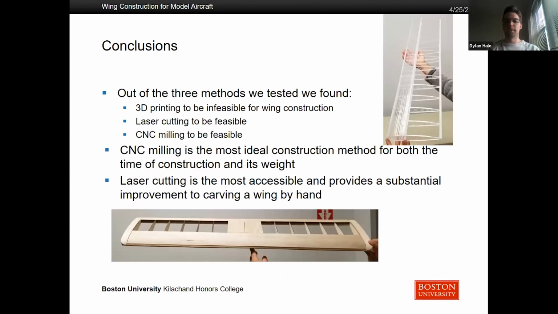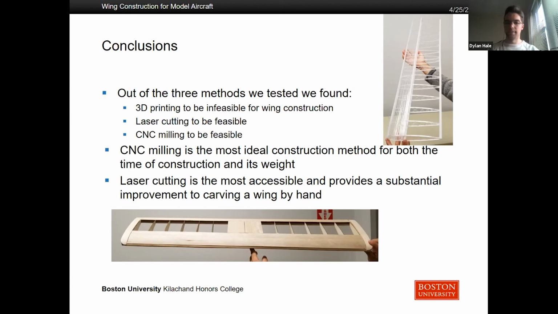So overall, our conclusion was that 3D printing is not a feasible method for wing construction due to the overall weight. The plane would not fly. Laser cutting and CNC milling are both feasible, however, due to their total weights and construction times. If you have access to a CNC mill, it's definitely the most ideal construction method because not only does it take less time to actually fabricate the parts and assemble, it's also still as light as a balsa wing. And the plus side is that you get to use an acrylic adhesive to glue this together, which means you don't have to wait as the glue dries to assemble your wing. So it really cuts down on a lot of the waiting and the total amount of time you have to spend working on this.